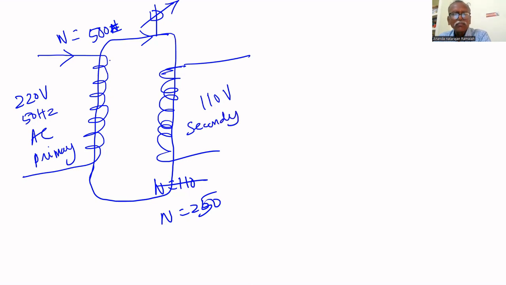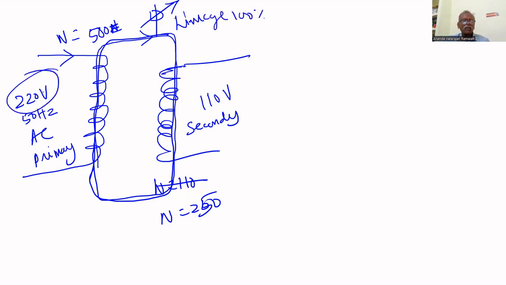That's why this flux will link with the secondary coil. Let us assume that all flux produced by this coil is going through the secondary coil. It means 100% linkage. Therefore, if 220 volt is given here, 110 volt will be produced here. That is the transformer action.